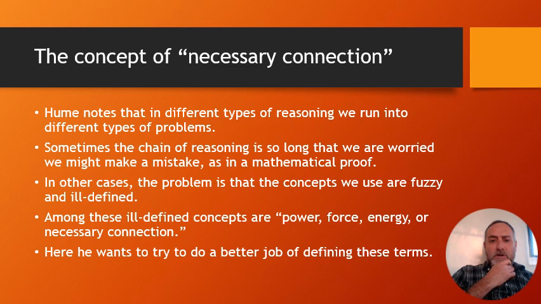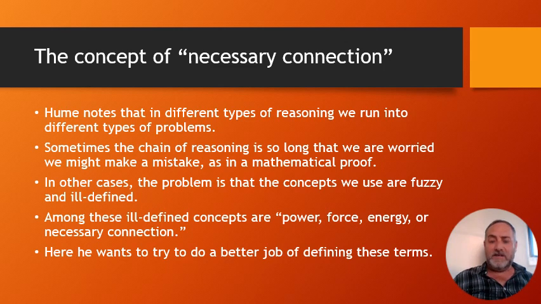So Hume starts out just noting various types of problems that we run into when we're reasoning, right? He's not necessarily talking at first about laws of nature. One problem you'll run into sometimes, and you probably have if you're doing mathematics or geometry, is there'll be a chain of reasoning that is so long that you're worried that at some point you might make a mistake. If you're doing math, you might forget to carry a one or something like that. That's not the kind of worry he's thinking about right now.